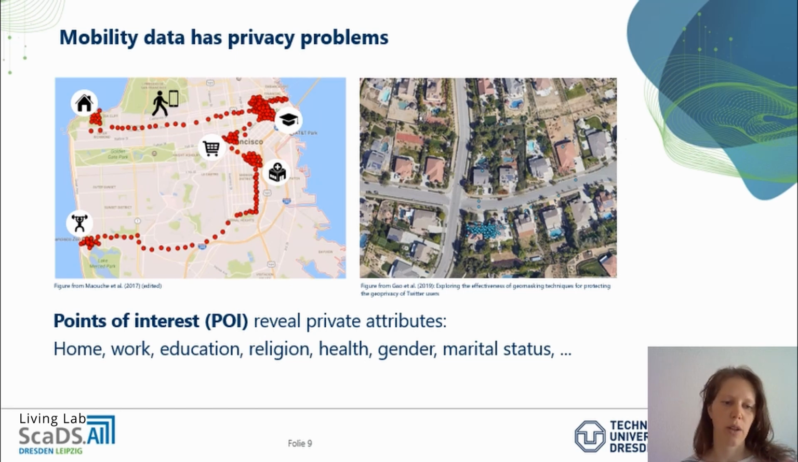So by analyzing points of interest, we can find out a lot of private information about people. For example, their home and work address, or maybe also their educational level, their religion, their health status, their gender, their marital status, and a lot more. And of course, we want to prevent this.